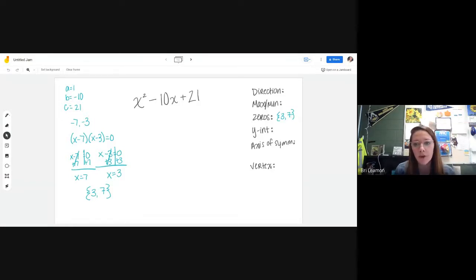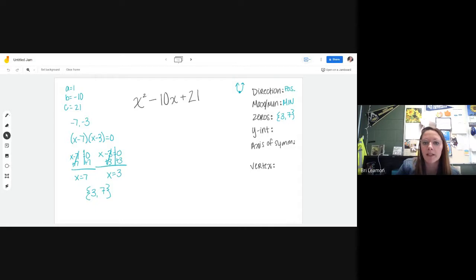Now that is one of our 2.0 skills. Some of these other things are these 3.0 skills, and I want to just run through them again, just so we have them fresh in our brain. If we are looking for our directionality, remember our directionality is our A value sign. So our A value here is positive, which means I'm going to have a positive directionality. Now, if I have a positive directionality, remember that means that my graph is facing up. So I'm going to have a minimum on my graph.